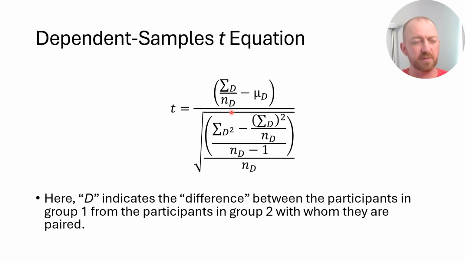So think about that. Let's say we have 7 people in group 1. We would have to pair them with 7 people in group 2. So it's not 7 plus 7 is 14 observations. It's actually 7 paired observations. So n sub d would be only 7 observations.